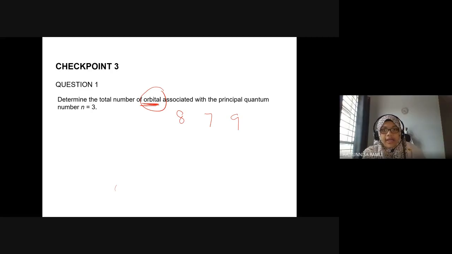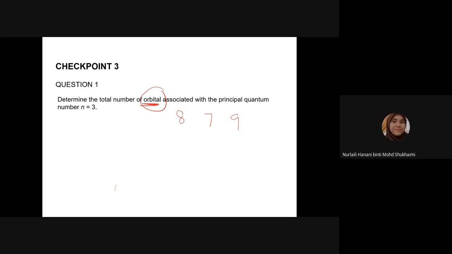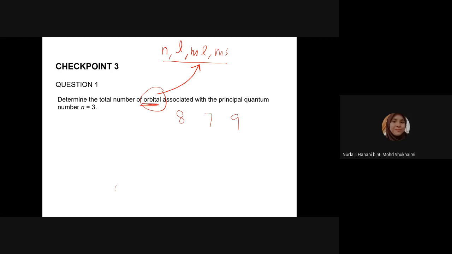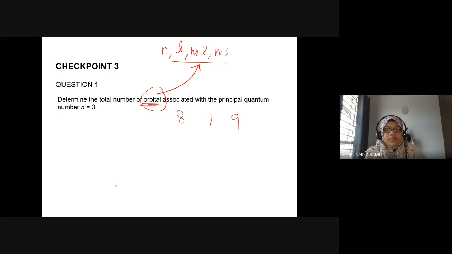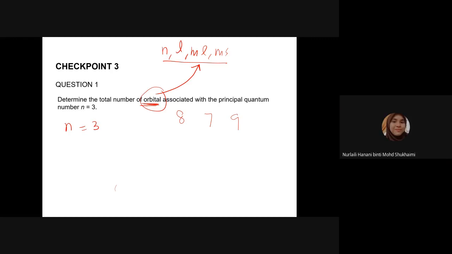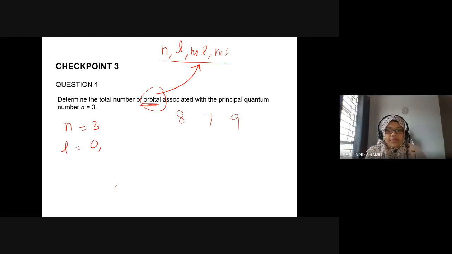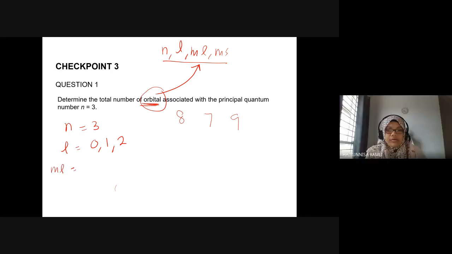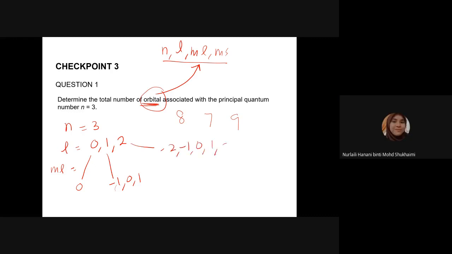Kalau you tak ingat, you keluarkan je dulu. Ini dia punya rules je. Dia tak boleh lari, dia ada 4 je. So orbitals ni actually is referring to ml, right? So when you have n equals to 3, your l should be 0, 1, 2, right? How about your ml? Yang 0 is 0. Yang 1 is negative 1, 0, 1. 2 is negative 2, negative 1, 0, 1, 2.